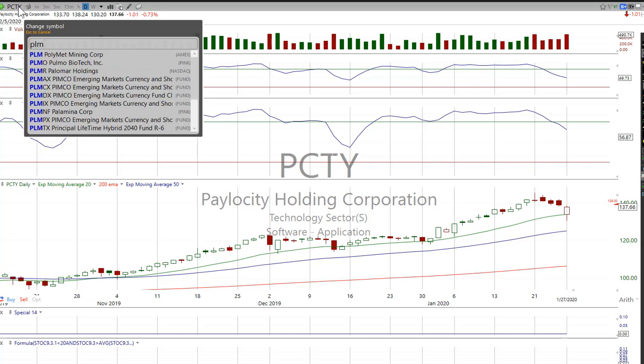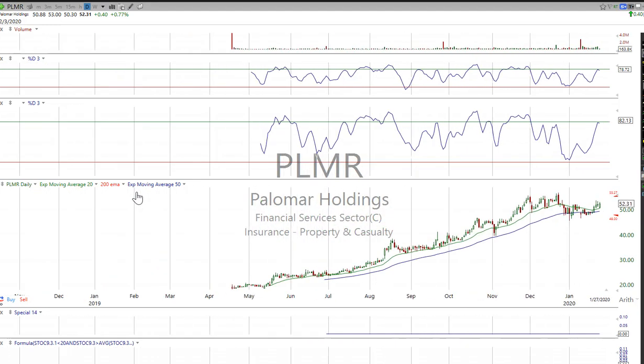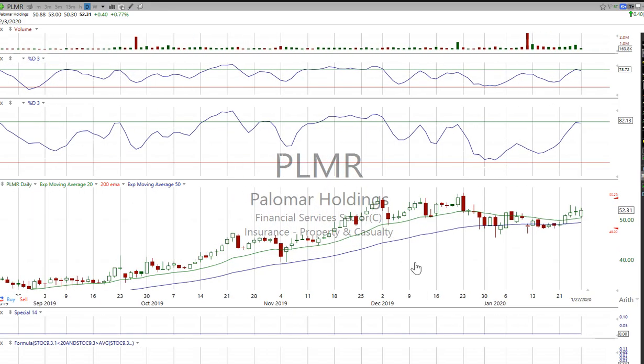PLMR. Is that another one? Palomar Holdings. I guess it is. Yeah, look at that. And look at this divergence here. Closing price divergence. Pretty much a bottom here between the closing price and the candle here.